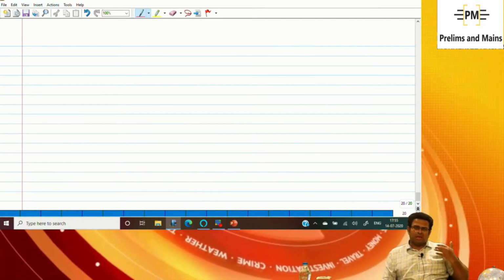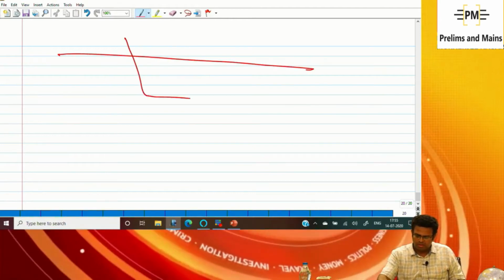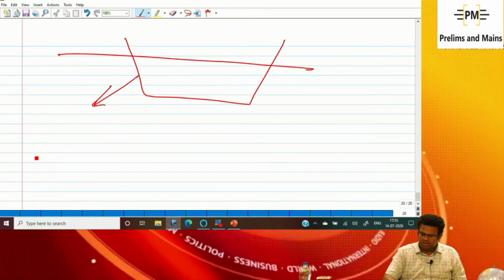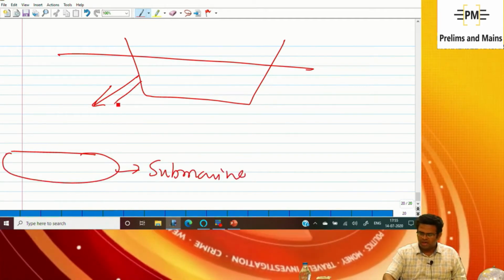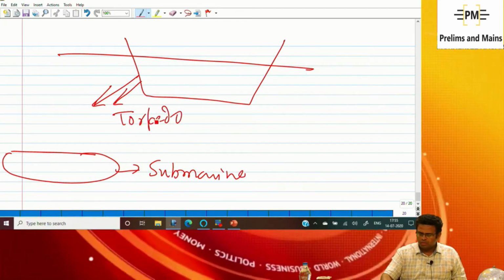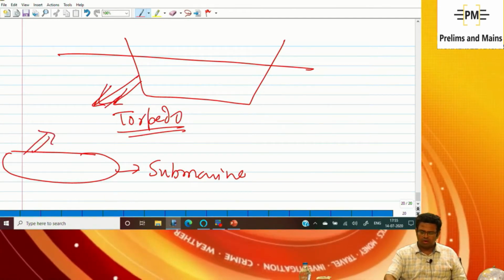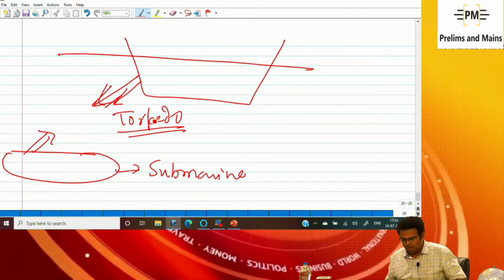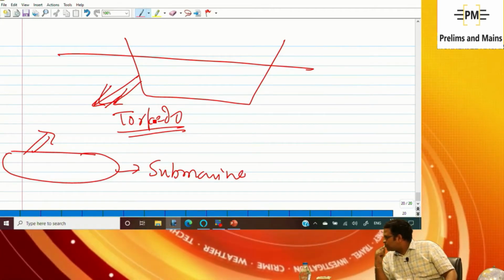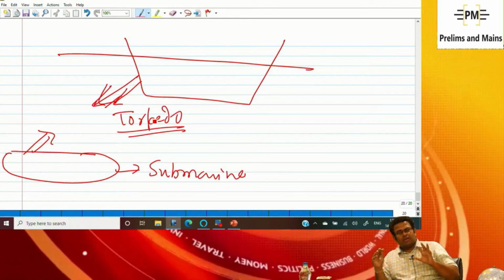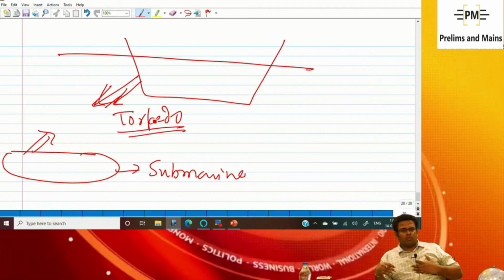Below the ocean there will be a torpedo. If a ship or a submarine is inside the water below, then we can target it with the torpedo, and if they are releasing something, we can release a torpedo. But in the air, it is Barak 8. Barak 8 only targets the air, anything in the air. Clear? For below, we already have the torpedo that can target.